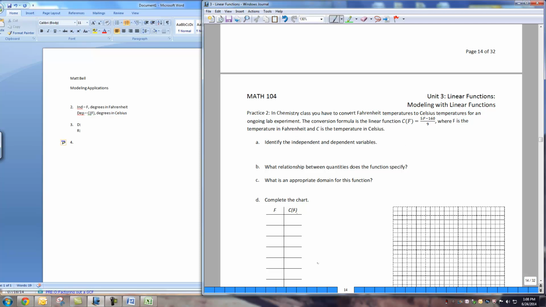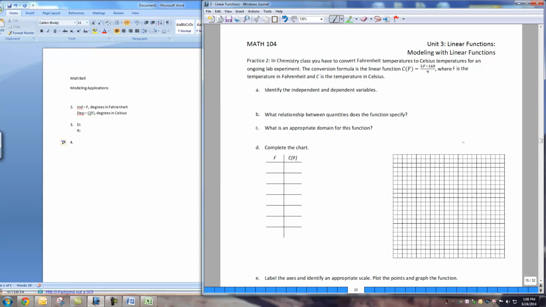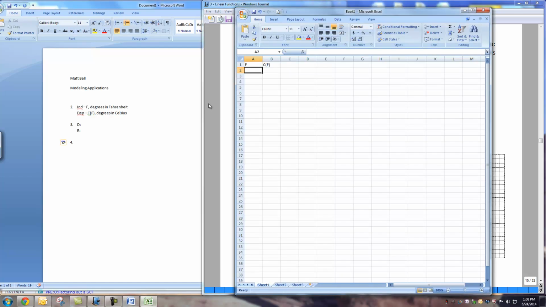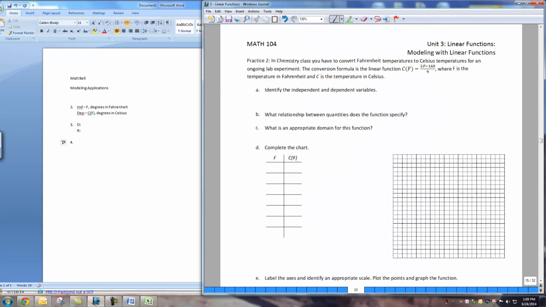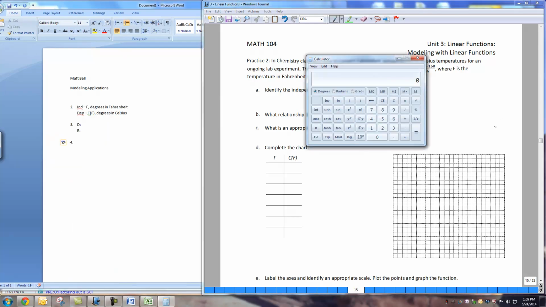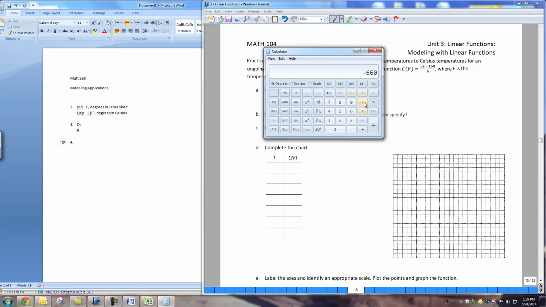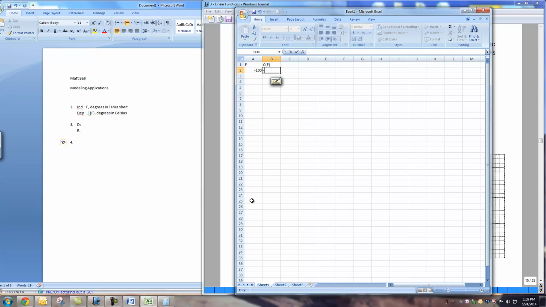So I'm basically going to graph my Fahrenheit values from -100 maybe up to 300. So when F is -100, what is Celsius? We'll plug it into this formula. So -500 minus 160 divided by 9. So it's -73.3. So there's your first data point, -73.3.